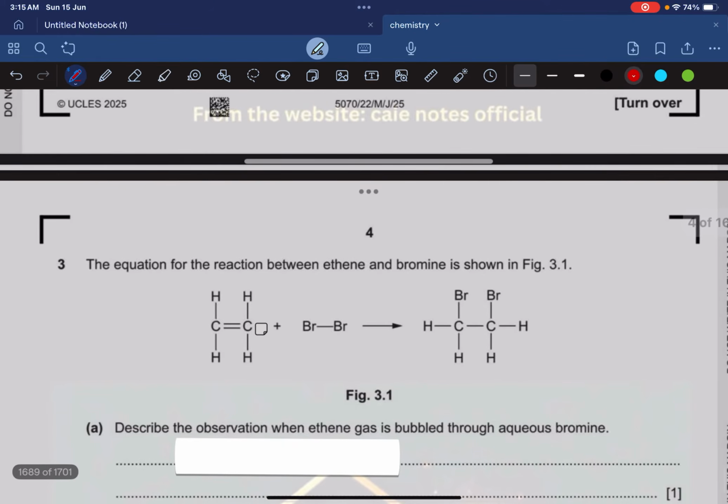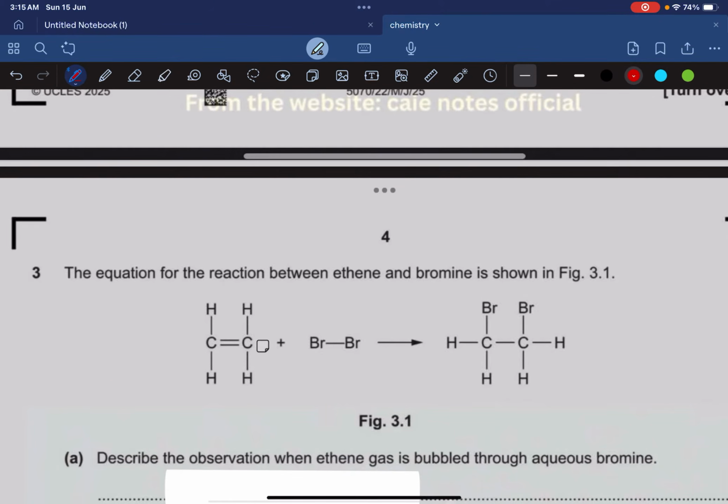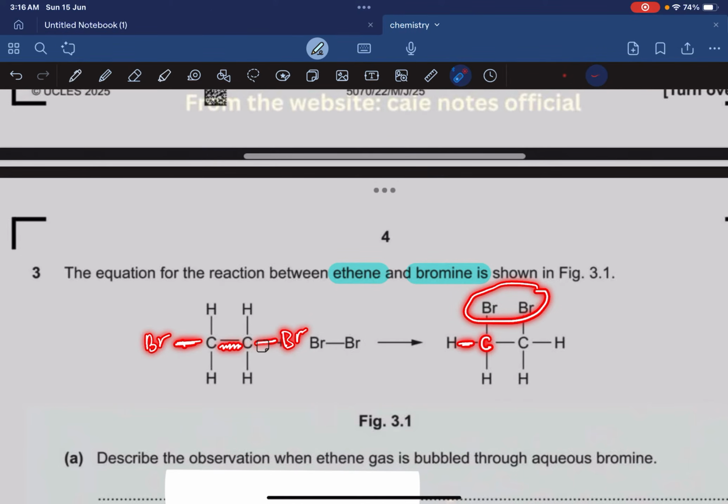Moving on. The equation for the reaction between ethene and bromine is shown in figure 3.1. What's happening? That's an addition reaction. You have ethene, you've added bromine to ethene, and this double bond basically gets broken and one bromine attaches over here and one bromine attaches over here. With a single carbon, you can replace the objects around it. These things can be replaced within a single carbon.